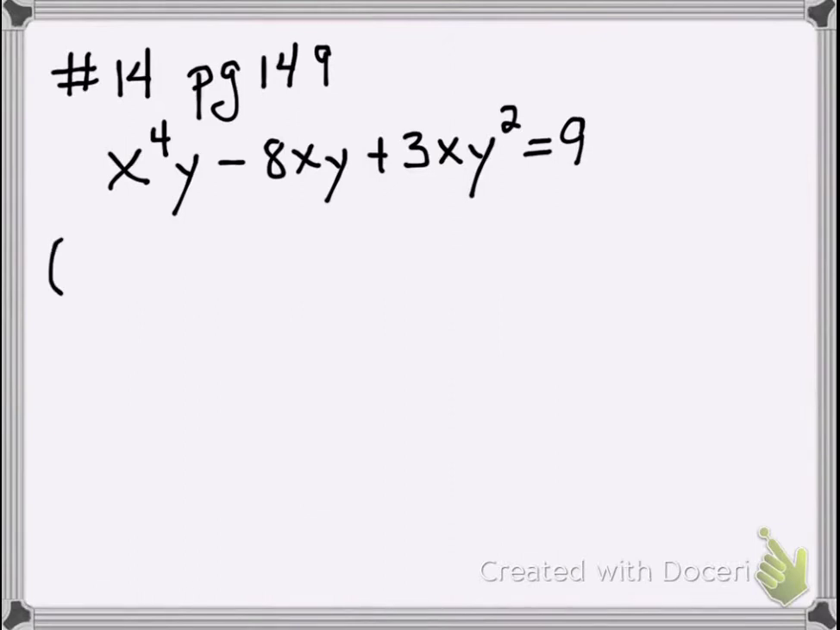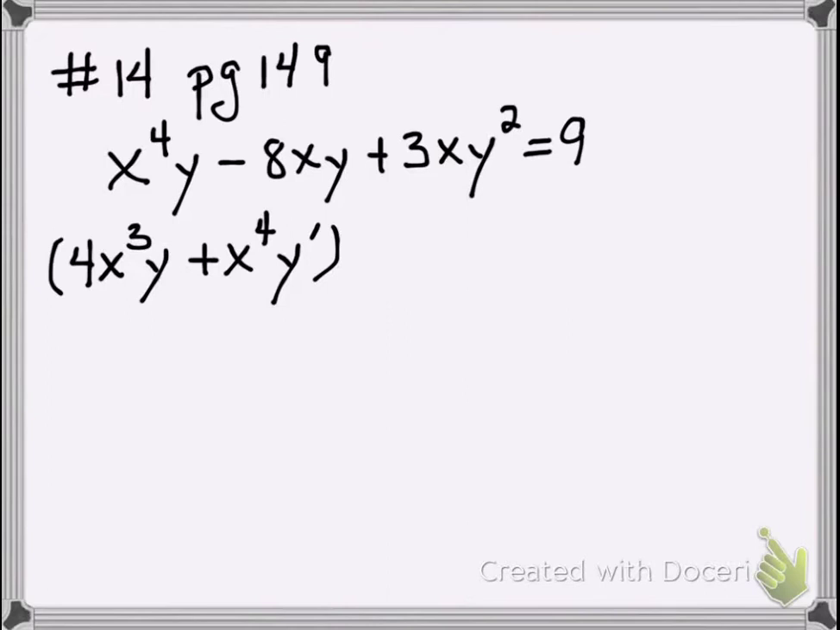Okay, so first let's take the derivative of x to the fourth, which is 4x cubed, and then we multiply that by y, and then to that we add x to the fourth multiplied by the derivative of y, which is y prime. So that is the derivative of the first term by the product rule.